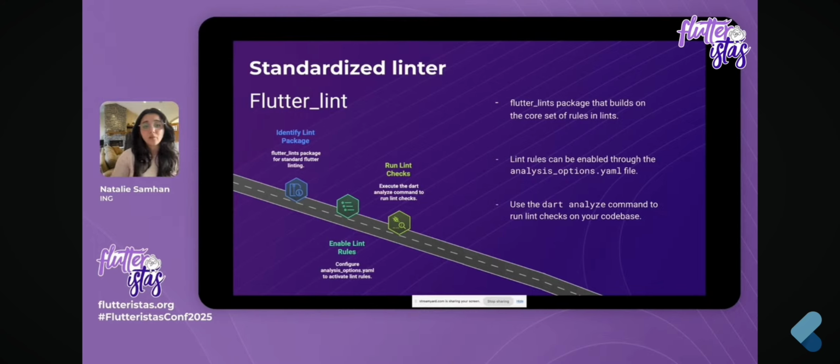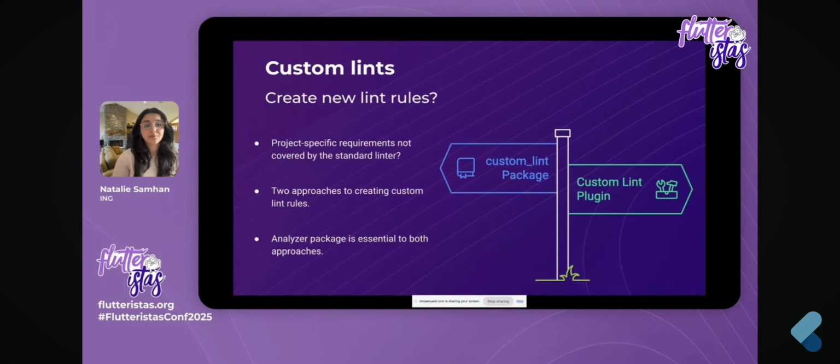But what if there are project-specific needs that are not covered by this linter? In this case, custom lints come in really handy. So when we have project-specific requirements not covered by the linter, we have the option to create our own custom lints. And there are two approaches to doing so.